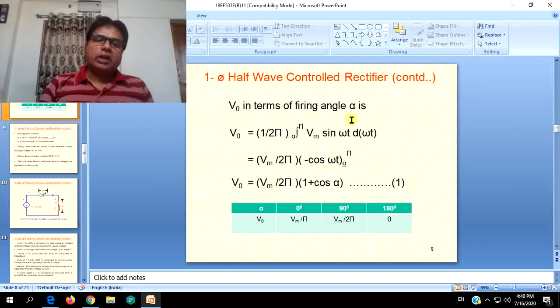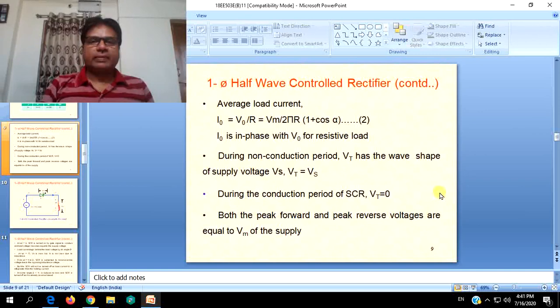So this is the expression for average load voltage and how it varies with varying alpha, that is firing angle. Average load current can be simply understood as average load voltage by load resistance R, or I0 is equal to V0 by R, that is Vm by 2 pi R into 1 plus cos alpha. And as the load is resistive, I0 is in phase with V0 for resistive load.